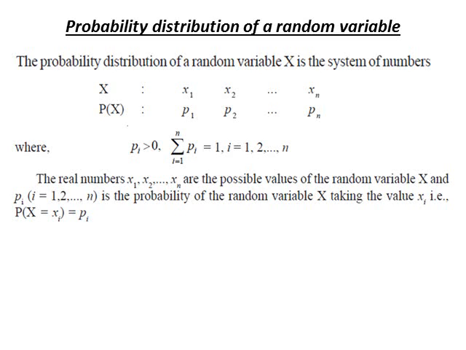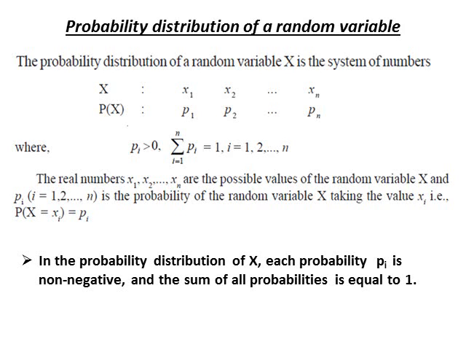The real numbers x1, x2 and so on up to xn are the possible values of the random variable x, and pi is the probability of the random variable x taking the value xi. We also denote it as P(X = xi) = pi. Students, always remember that in the probability distribution of x, each probability pi is non-negative and the sum of all the probabilities is equal to 1.